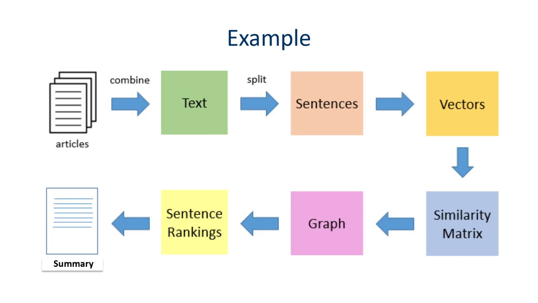What's powerful here is that the system does this without needing to understand the text deeply like a human would. It relies purely on mathematical relationships and graph connectivity, which makes it fast, scalable, and surprisingly accurate for extractive summarization tasks.